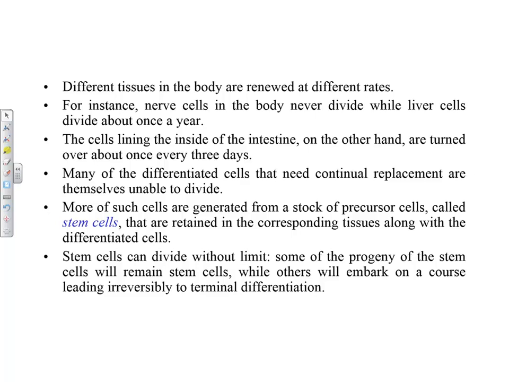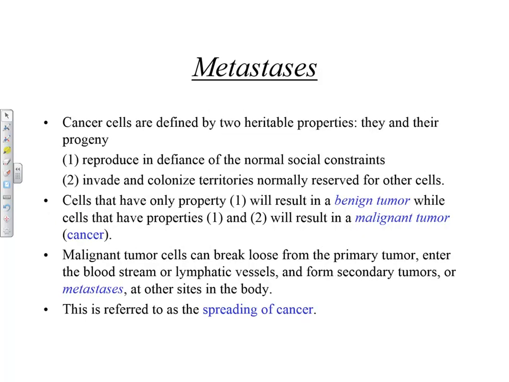For future use, okay? Some cells are being used right now, some others are basically the reserve for future use, for generating cells for the future. So stem cells can divide without limit. Some of the progeny of the stem cells will remain stem cells, while others will embark on a course leading irreversibly to terminal differentiation, so to producing the cells and tissues that are needed at that point in time.